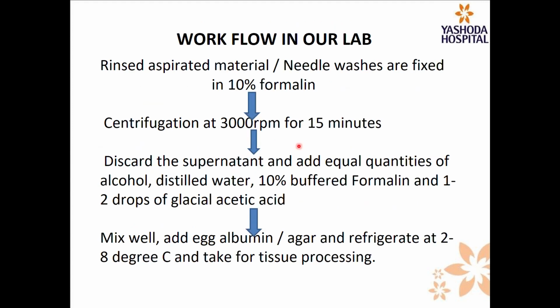So in our lab, the workflow is the rinsed aspirated material or the needle washers, which are obtained from the bronchoscopic suite, is fixed in 10% formalin, centrifuged at 3000 RPM for 15 minutes. Then we discard the supernatant and add equal quantities of alcohol, distilled water, and 10% formalin with 1 to 2 drops of glacial acetic acid, which helps in lysing the blood. After mixing it well, you can add a clotting agent, egg albumin or agar, refrigerate at 2 to 8 degrees Celsius, and take for tissue processing.